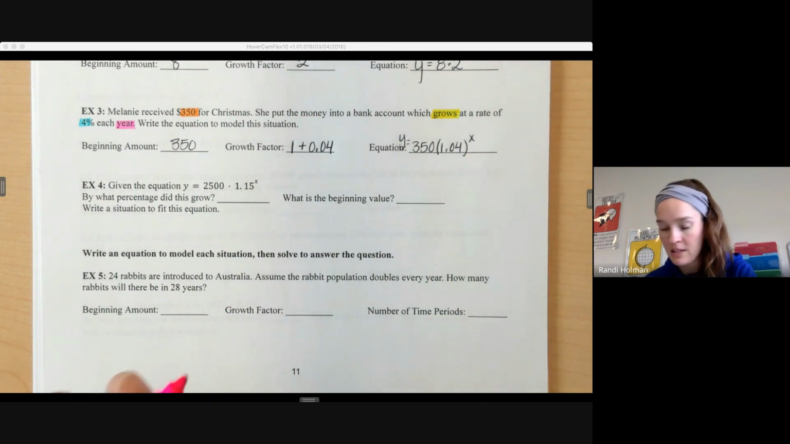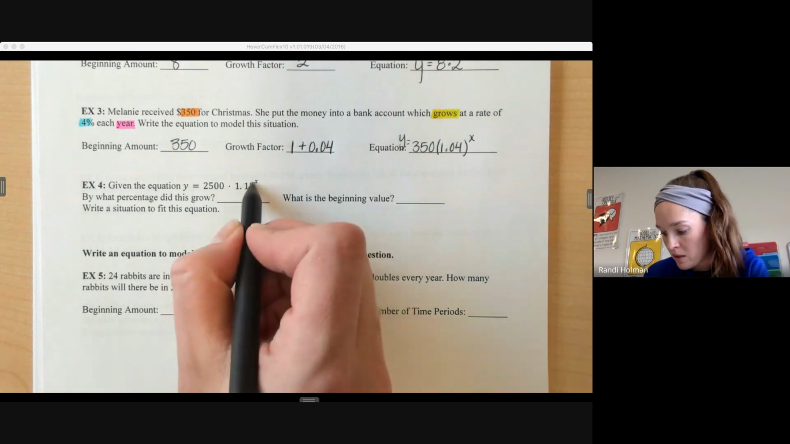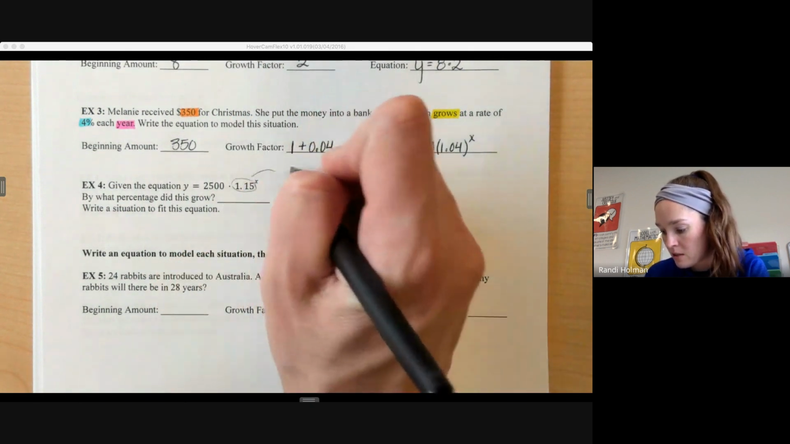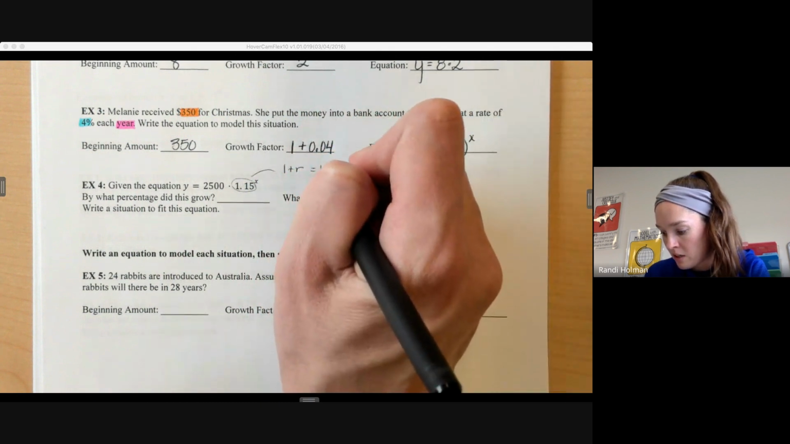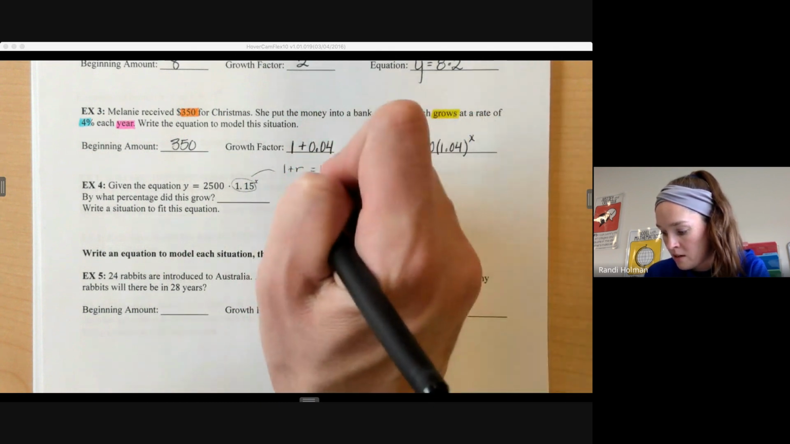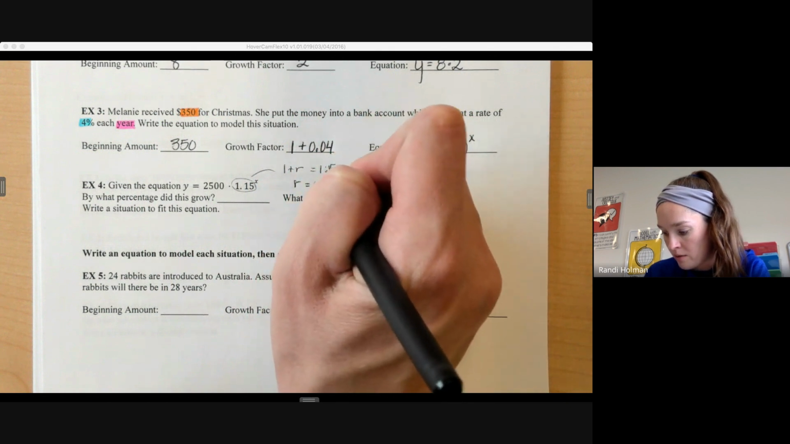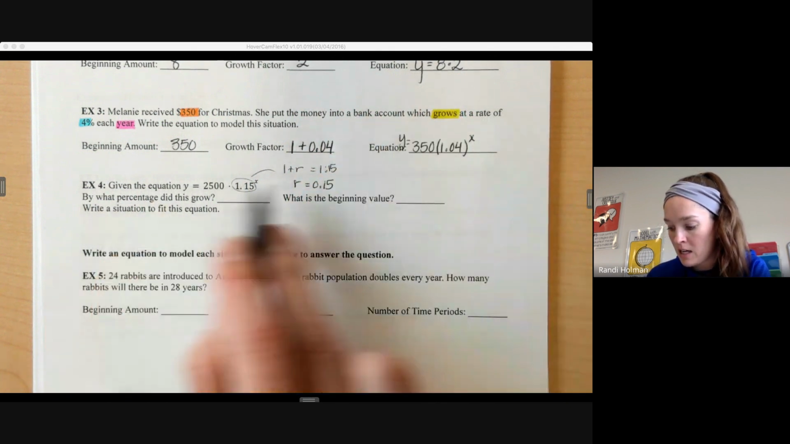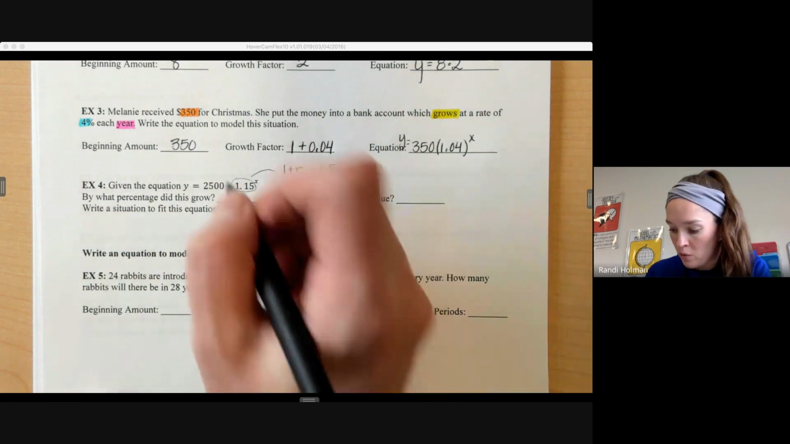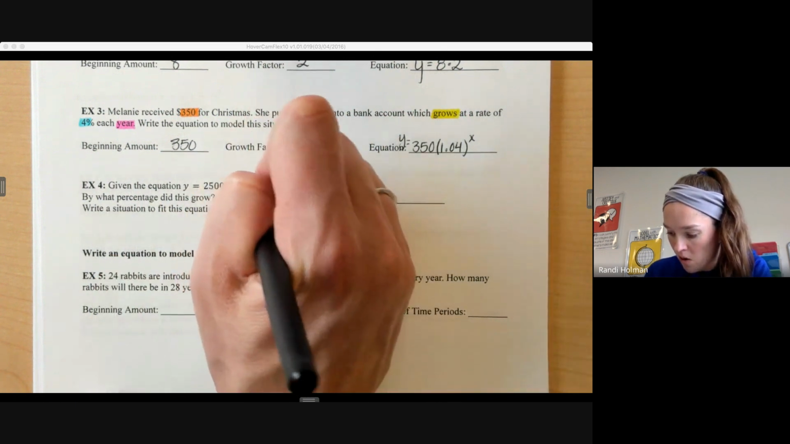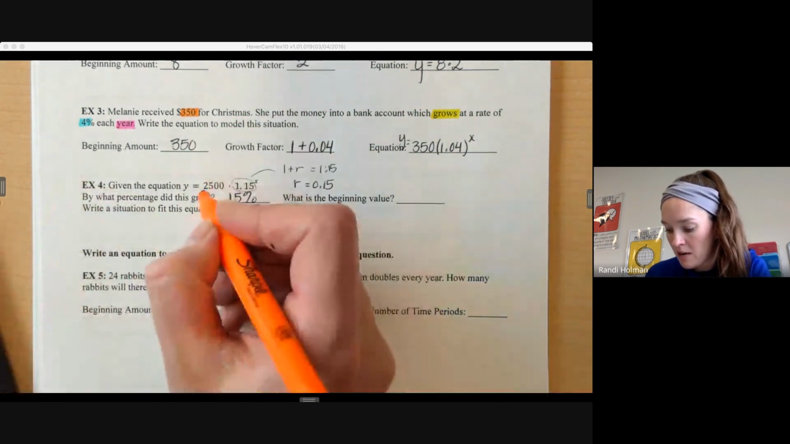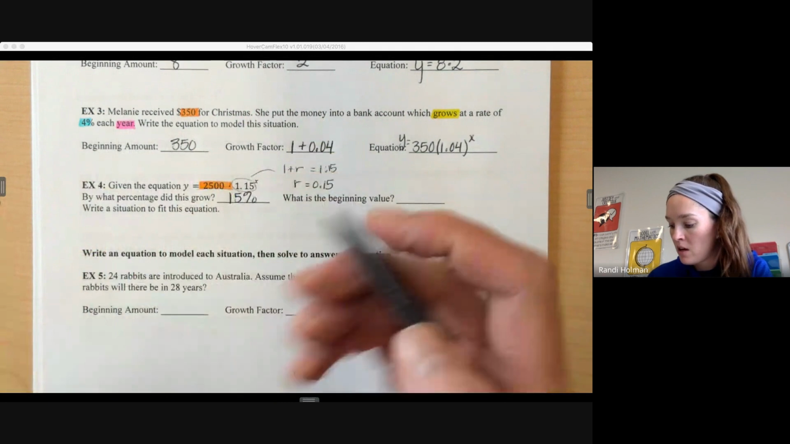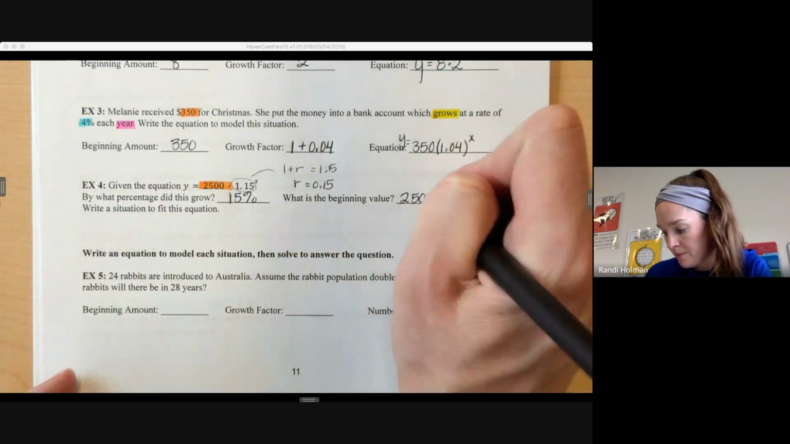Okay. Given this equation, let's work our way backwards. By what percentage did this grow? So we're going to look at our growth factor here and think this is 1 plus R. If I want to find out what R is, I need to figure out what we added to 1. So R is just that 0.15, and what percentage? 0.15 would be 15%. What was the beginning value? That's still our starting value, our A value right here. We started with 2,500.